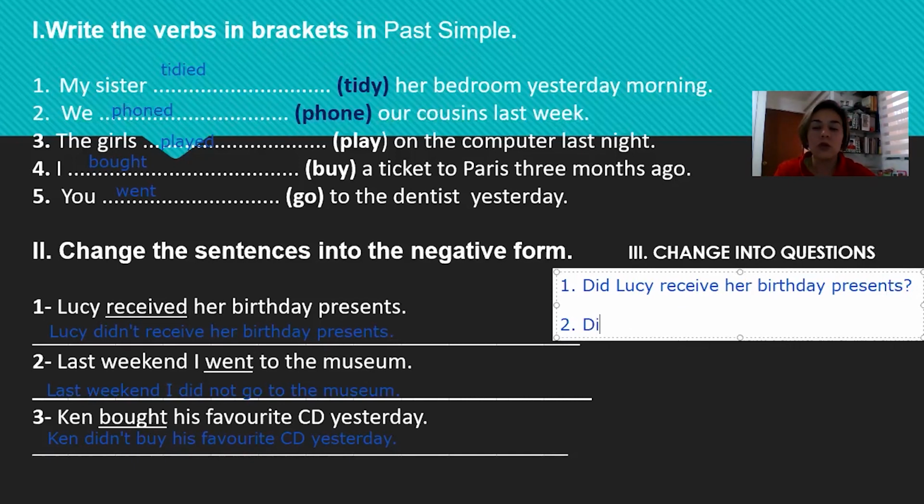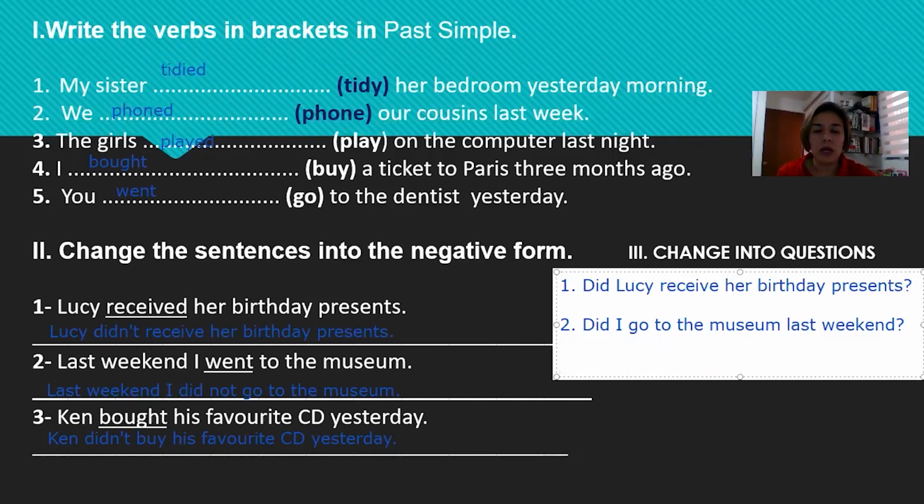We are going to begin with the auxiliary did. I, subject, did I go to the museum last weekend? Question mark. Did I go to the museum last weekend? Yes or no? I don't remember. Okay, number 3. What are you going to do? Auxiliary did, then the subject: did Ken buy his favorite CD yesterday? Question mark.